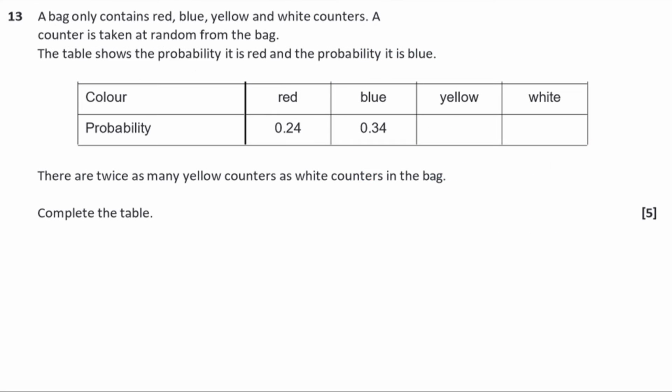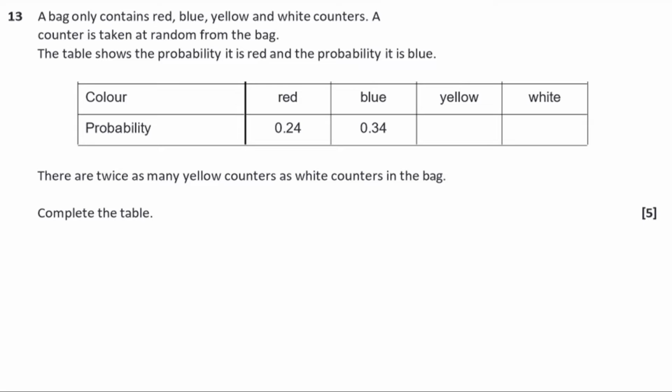Question 13. A bag only contains red, blue, yellow and white counters. A counter is taken at random from the bag. The table shows the probability that it's a red and the probability that it's a blue. Now we're told here that there are twice as many yellow counters as white counters in the bag, and I need to complete the table.